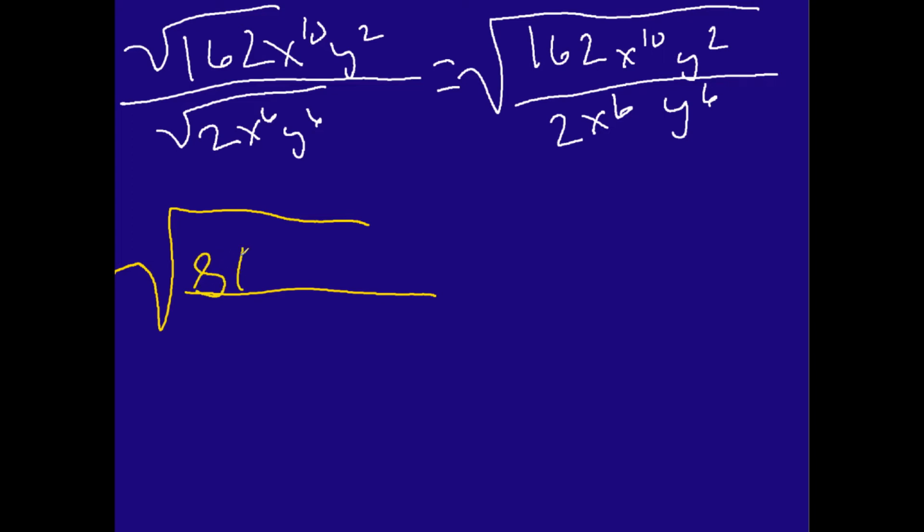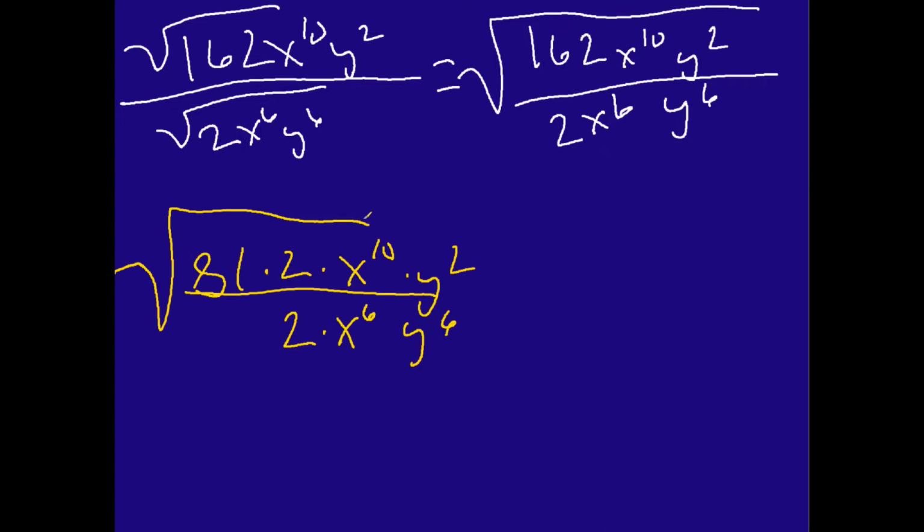That'll be useful in a moment. Times 2 times x to the 10. I'm not going to draw out 10 x's, obviously. Times y to the 2nd. And then I'm going to have 2 x to the 6 and y to the 6, like so.